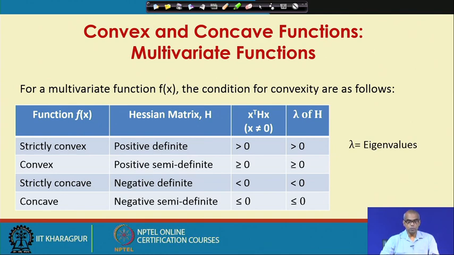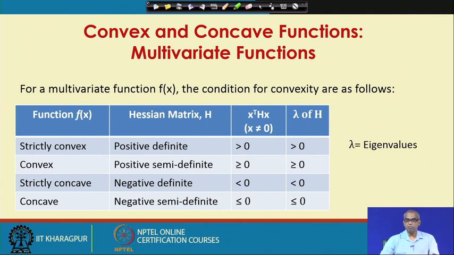If the Hessian matrix is positive semi definite, the function is convex. If the Hessian matrix is negative definite, the function is strictly concave. If the Hessian matrix is negative semi definite, the function is concave. Now, how do I know whether the Hessian matrix is positive definite or semi definite, and so on?